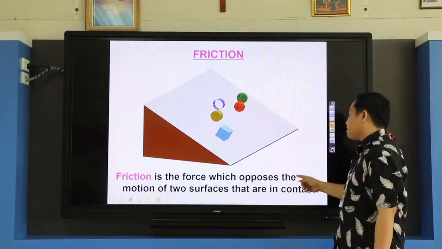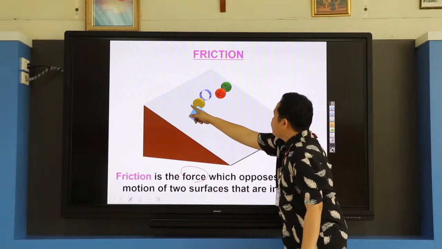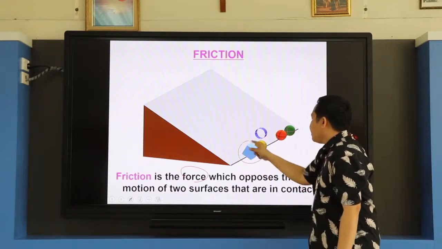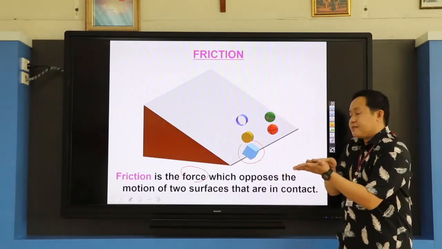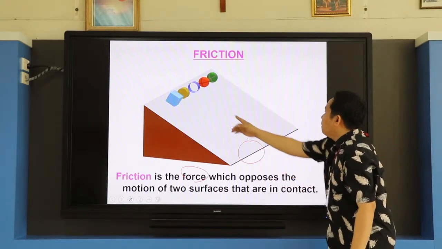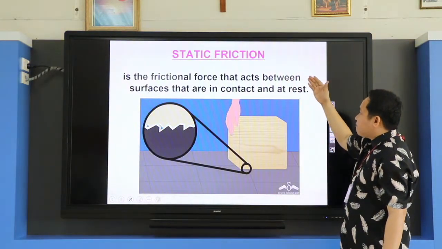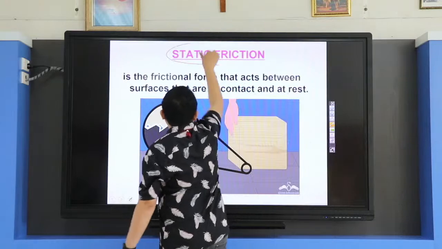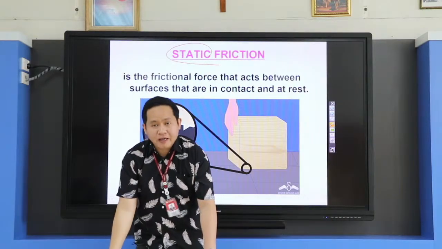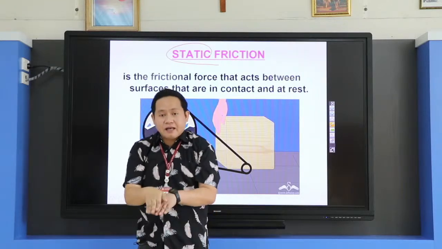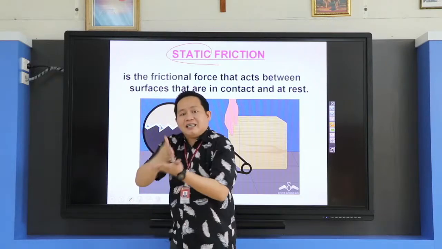This is friction. Friction is a force that opposes two objects. We have discussed already the reason why this cube arrived first at the end of the line because it has a flat surface. It is heaviest among these five things. We've learned about static friction. It means something that is not moving, like this platform and the floor. The platform is not moving and the floor is not moving, but still there is a friction. Static, steady. It is at rest.